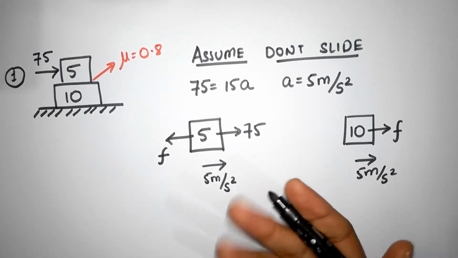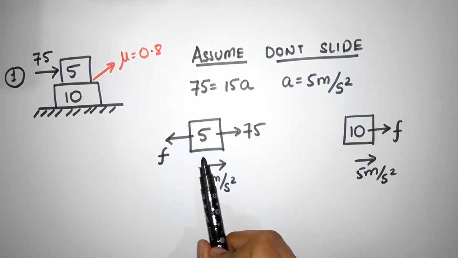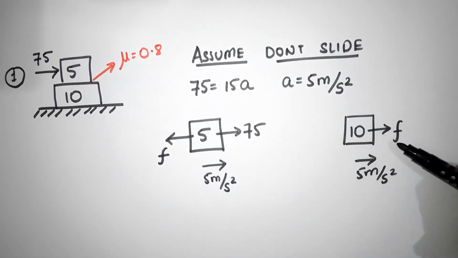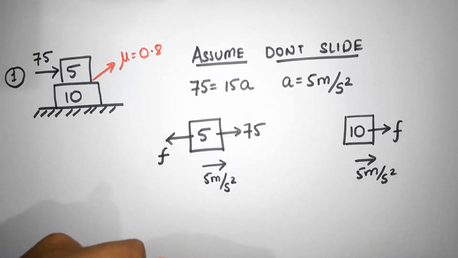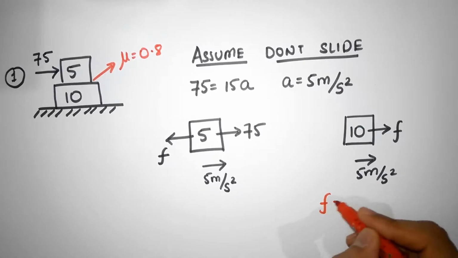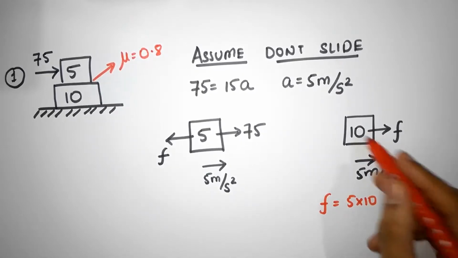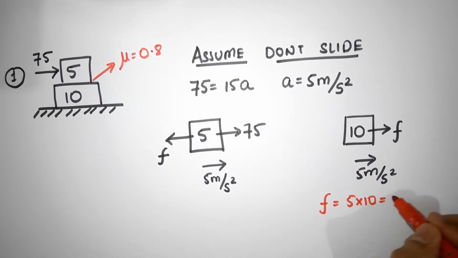And what we need to check now is whether friction is capable of doing it. We can either check it over here, or we can check it over here. I find this is easier because there's only one force, so let's do a quick check over here. The required frictional force is 5 times 10. Mass times acceleration. So it has to be 50 newtons.